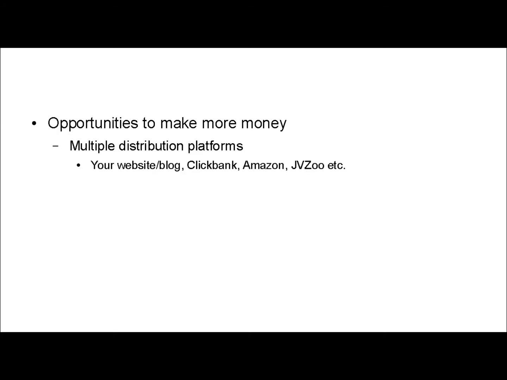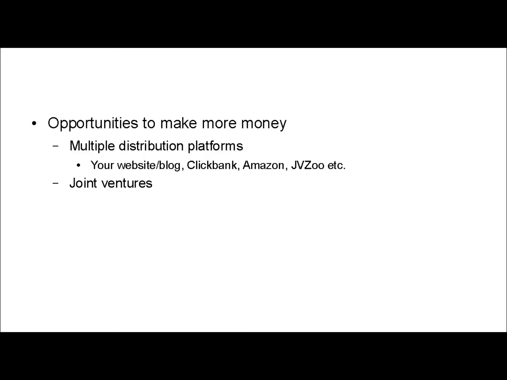And finally, there are opportunities to make more money. There are multiple distribution platforms for digital products. So, for example, you could have the same product and you could sell it on your website or your blog. You can sell it on ClickBank, you can sell it on Amazon, you can sell it on JVZoo, and so on. Whereas, of course, with a physical product, the options are somewhat more limited.